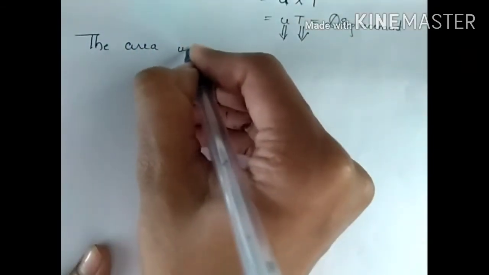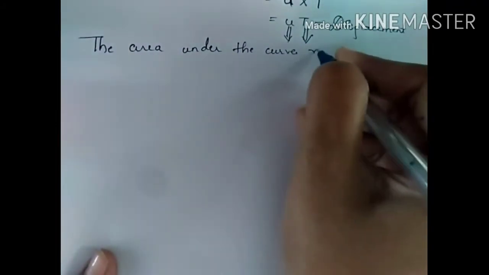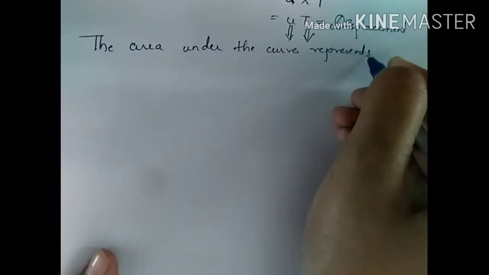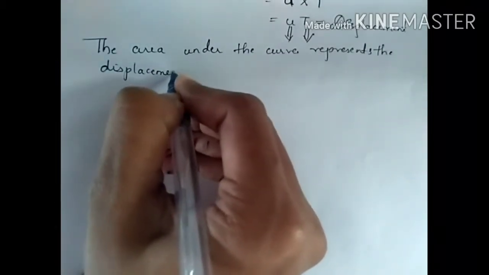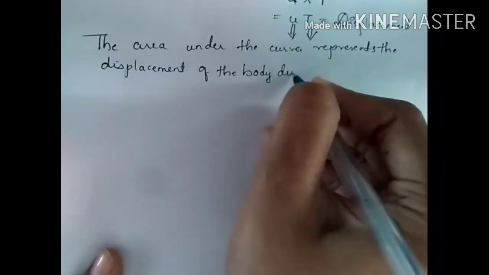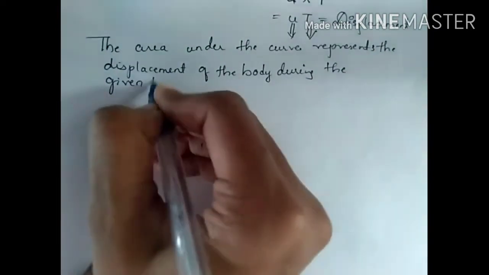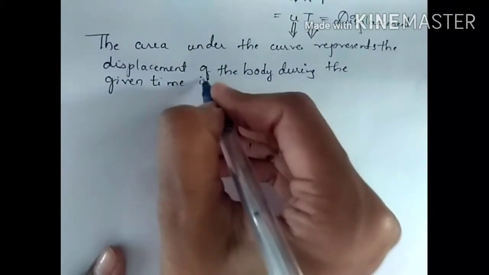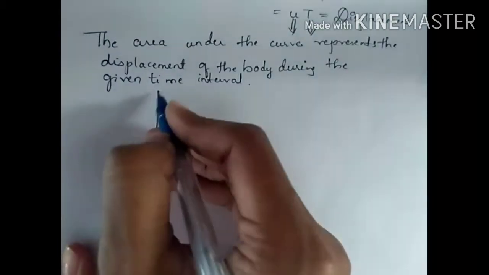The area under the curve represents the displacement of the body during the given time interval. So to understand, let us take an example.